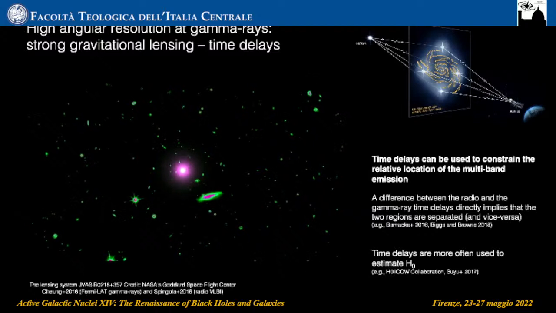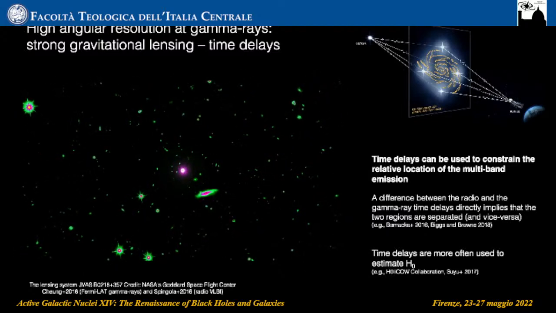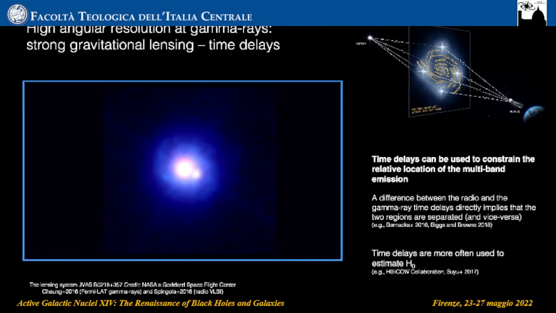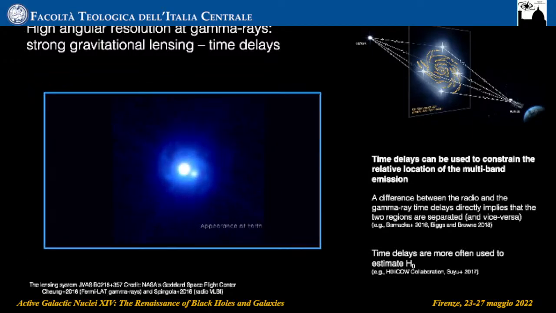So what you see in this video is what Fermi observes, so a single unresolved light curve, which is a pulsating signal that is the sum of the underlying lensed images. In this case, there are two, but you see on the top right there can also be 4 or many more.